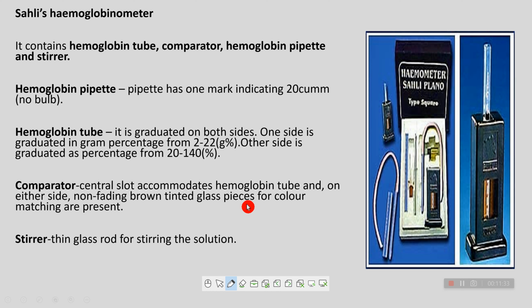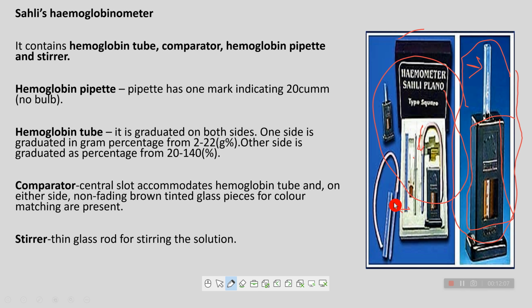Now just take a look at the Sahli's hemoglobinometer. As I told you, this is the Sahli's hemoglobinometer and this is the whole kit. Alright, so here you can see this is the brown glass comparator. This is the glass tube. As you can see, this is the glass tube, also known as hemoglobin tube. Here you can see a glass stirring rod for stirring the liquid.